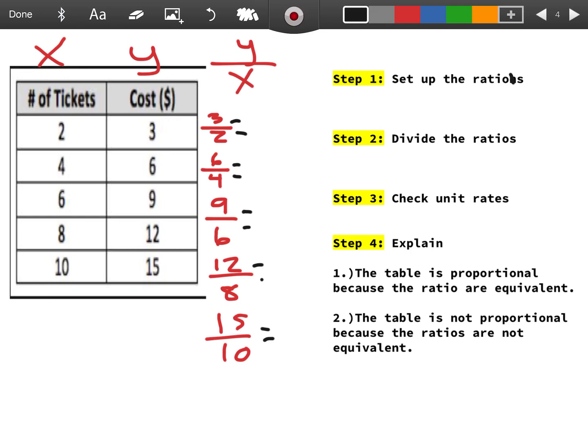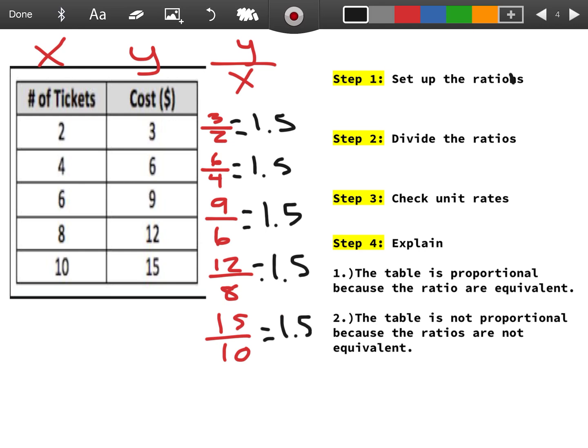So when we divide 3 divided by 2, we get 1.5. When I divide 6 divided by 4, I get 1.5. When I divide 9 divided by 6, I get 1.5. When I divide 12 divided by 8, I get 1.5. And when I divide 15 divided by 10, I get 1.5.